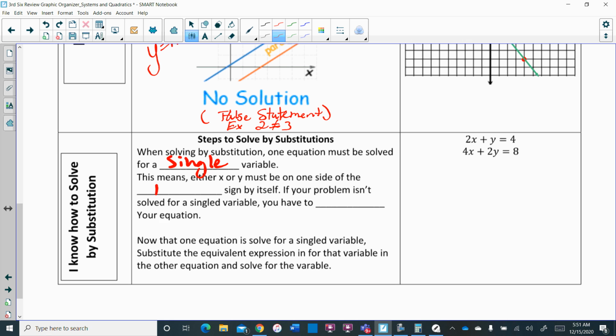So you want one of your variables by itself, on one side of the equal sign. Like if I look at this equation right here, both variables are on the same side of the equal sign. We need one.